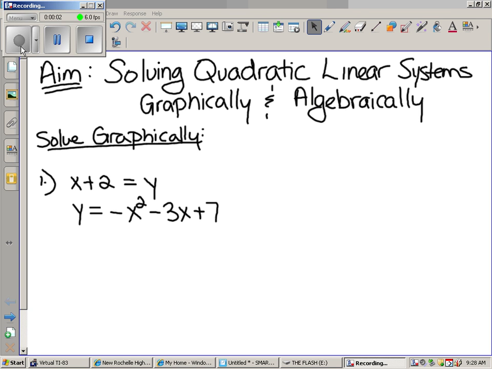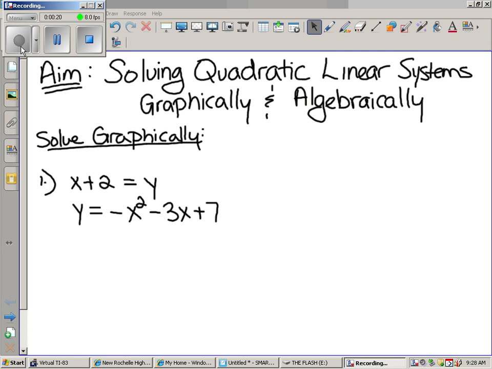All right, today we're going to solve quadratic linear systems graphically. First, I'm going to teach you how to use your calculators. And then we're going to solve them basically by any method you want, graphically or algebraically. All right, so here you go. This is what they wrote down. Notice things are flipped around. Does that bug anybody out?